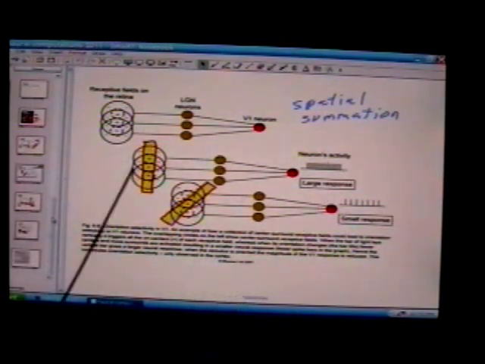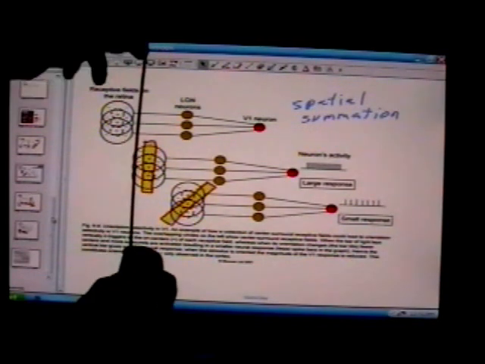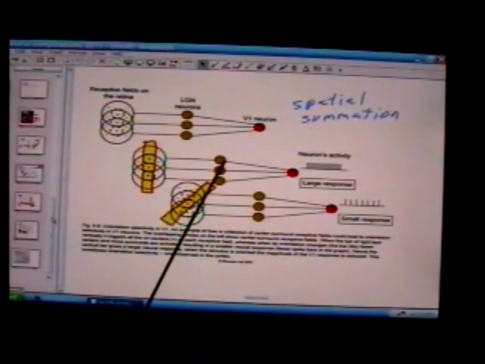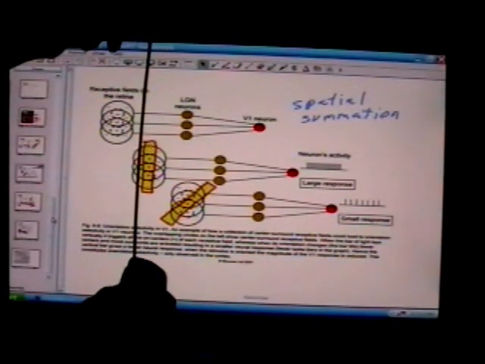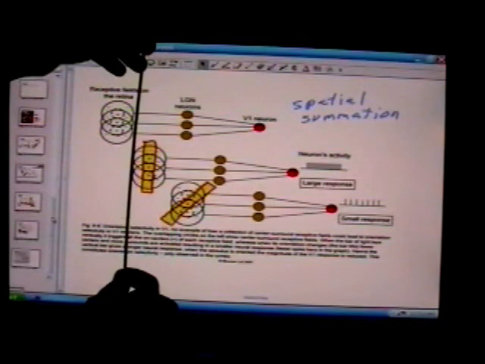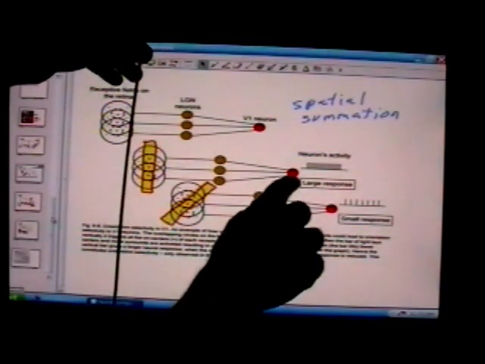So in the next record here, you see what happens if you put a bar of light at that location on the retina. You're activating all three of these thalamus cells, and they're converging on one V1 neuron, and you get high frequency action potentials. So this cell is responsive to a vertical edge, in a sense. But notice what happens while you're still recording from that neuron.